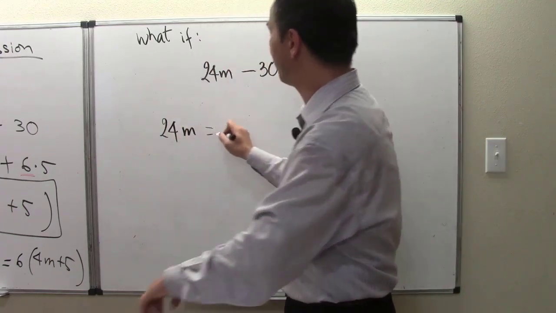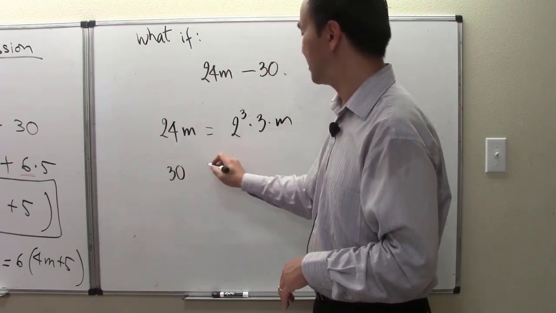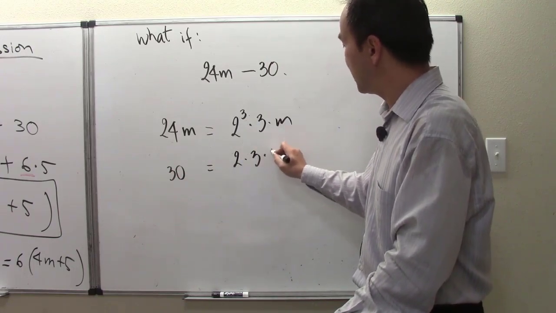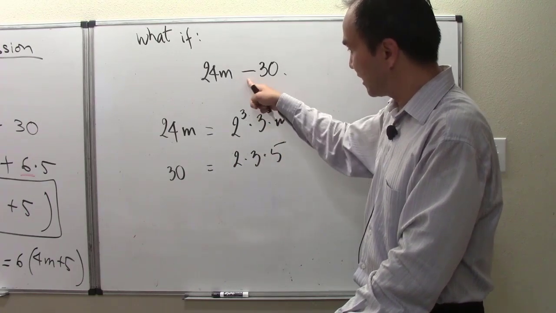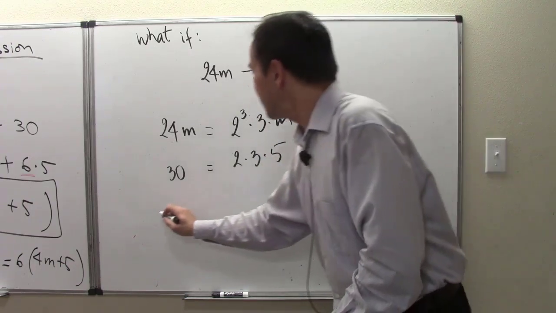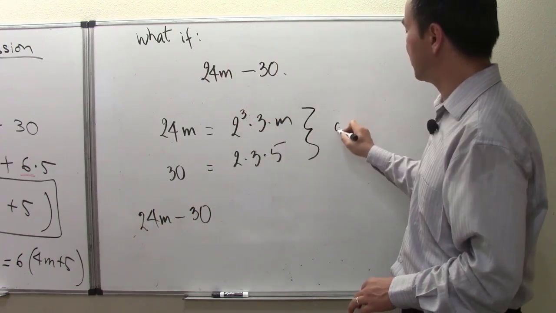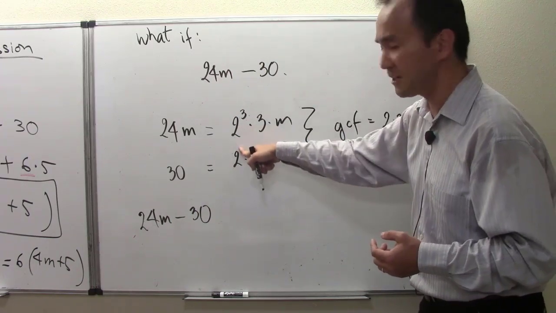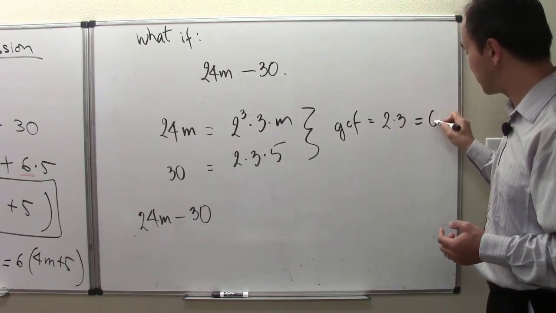24m can be written as 2 cubed times 3 times m. And then 30, another term here, is expressed as a product of 2 times 3 times 5. So these are the prime factors, exactly the same as how I've done in example 1. The only thing different is the sign right here, it's subtraction. Now, 24m minus 30. By the way, the GCF comes out the same way. 2 times 3, common factor 2, least power, put it here, common factor 3, least power is 1. That's why the GCF is 6.